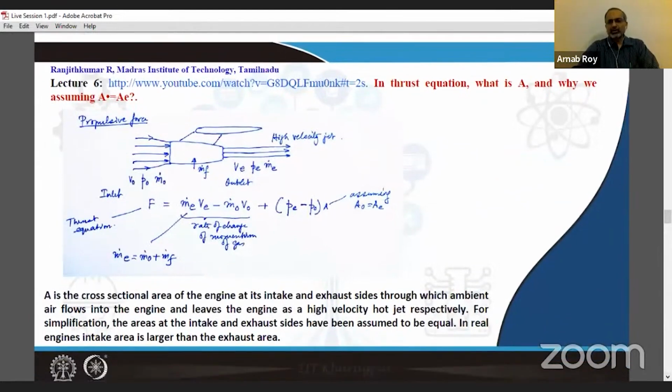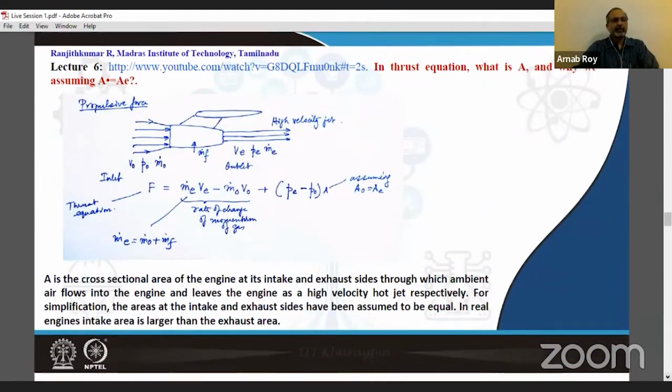Moving on to the next question, which is placed by Ranjit Kumar. So here's a question on the thrust equation, which we covered in lecture 6. And he has a question about the term A. So if you recall, this was the sketch we had used, and we had referred to the cross-sectional area of the flow when we talked about this term A.